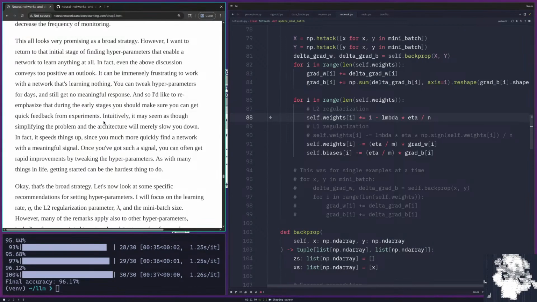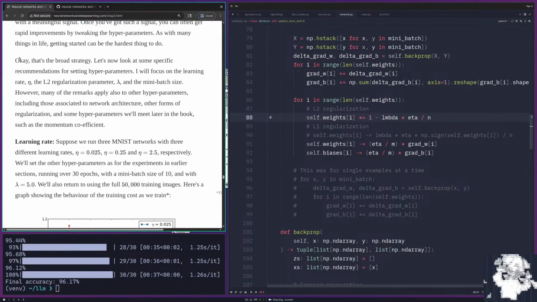Intuitively, it may seem as though simplifying the problem and the architecture will merely slow you down. In fact, it speeds things up, since you much more quickly find a network with a meaningful signal. Once you've got such a signal, you can often get rapid improvements by tweaking the hyperparameters. As with many things in life, getting started can be the hardest thing to do.